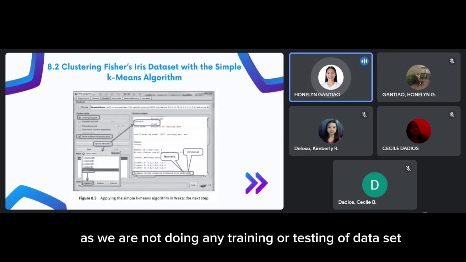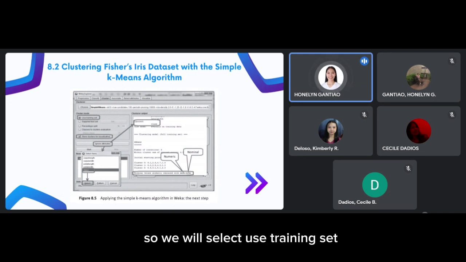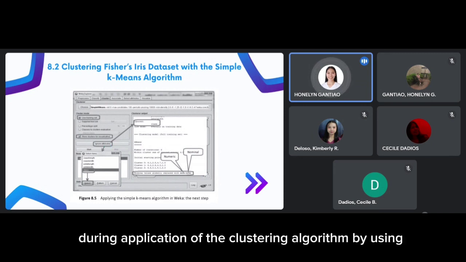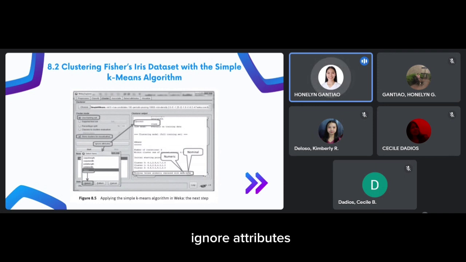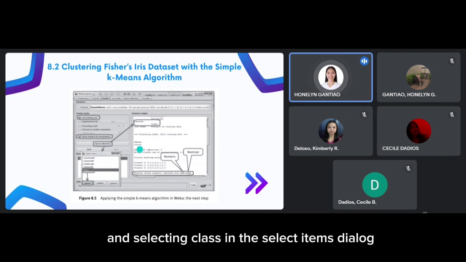For clustering, as we are not doing any training or testing of the dataset, we will select use training set in the cluster mode, and we also want to store clusters for visualization. As discussed earlier, for clustering, data should be unlabeled, so let us ignore the label attribute as shown in figure 8.5. We ignore the species class attribute during application of the clustering algorithm by using ignore attributes and selecting class in the select items dialog.